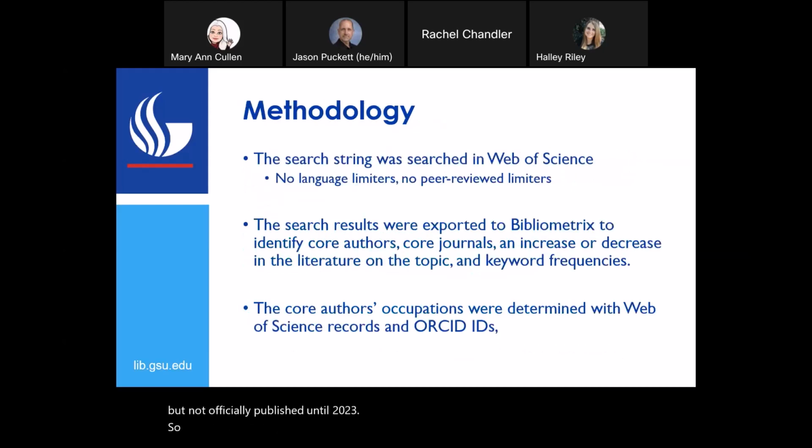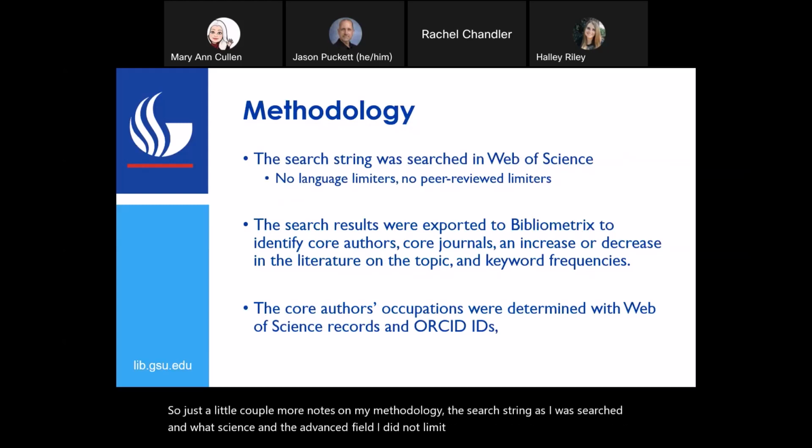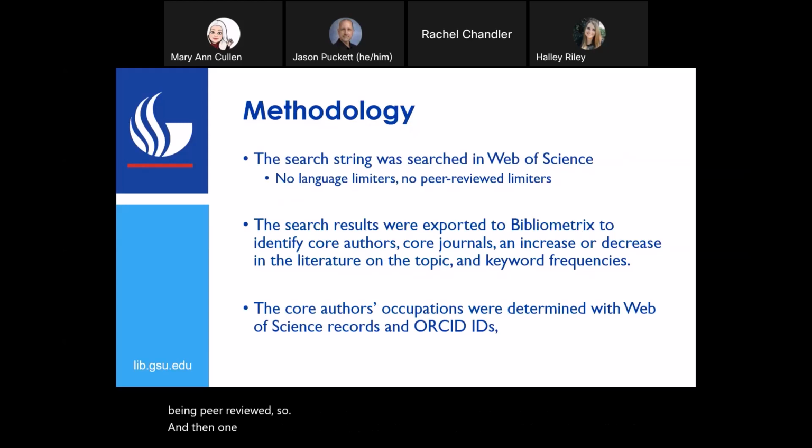So just a couple more notes on my methodology. I searched in Web of Science in the advanced field, and I did not limit the language to English, because I know there's a lot of global scholarly publication on OERs. And I didn't limit the articles to being peer reviewed. Once I had the search results, I exported those to both EndNote and Bibliometrix to be able to look at all those different things.